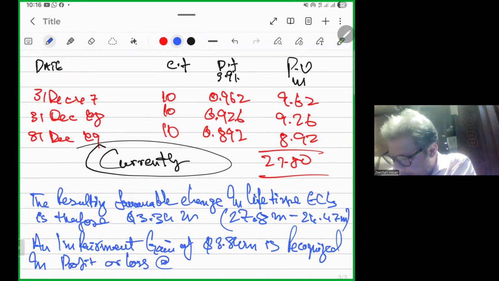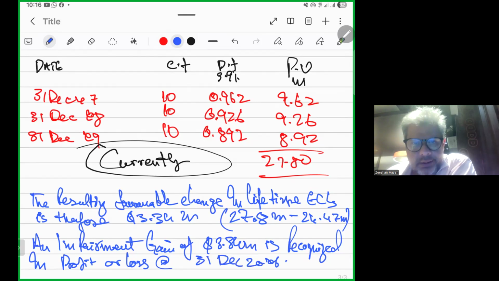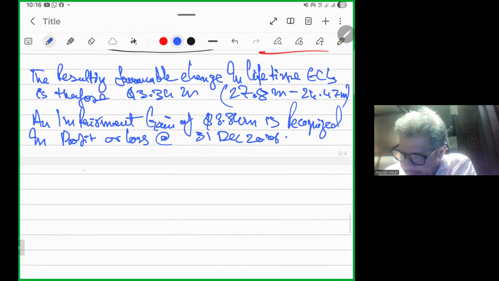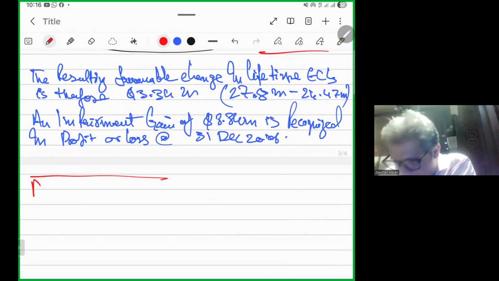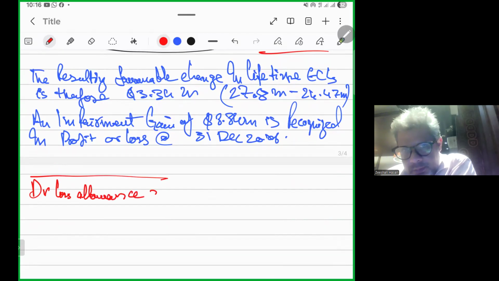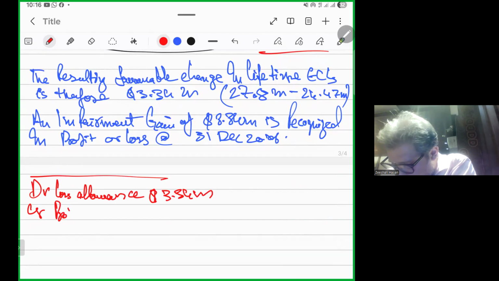at 31st December 2006. So our entry was debit loss allowance 3.34 million, credit profit or loss $3.34 million.